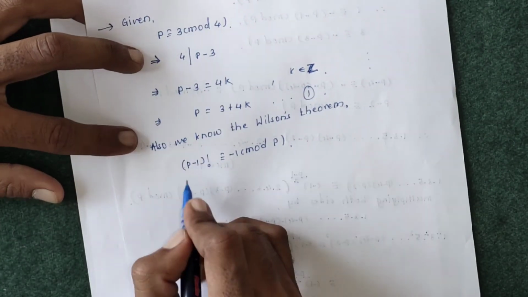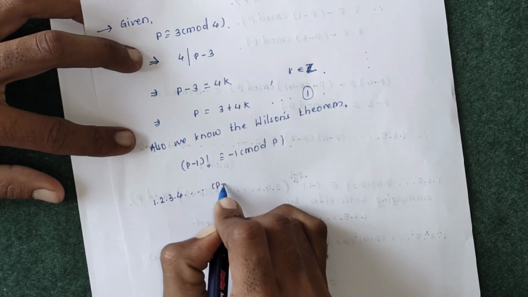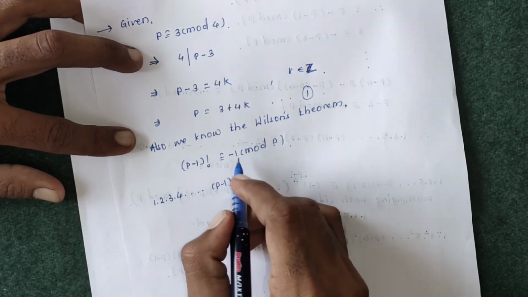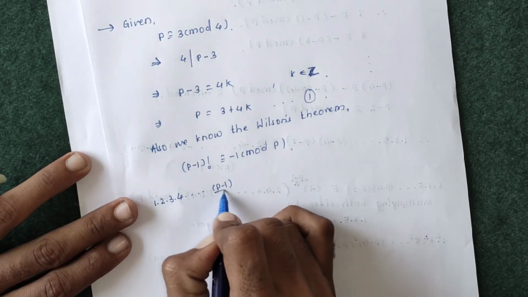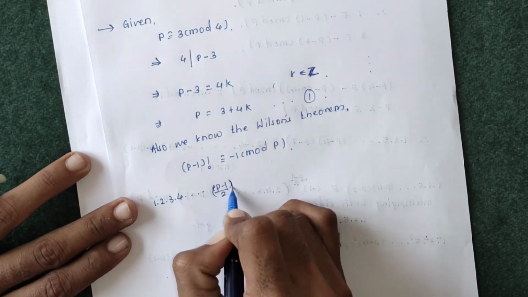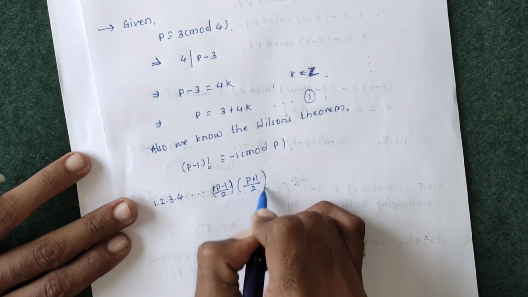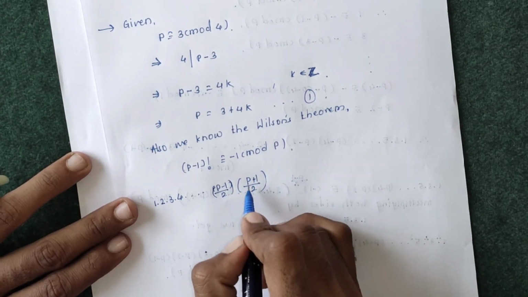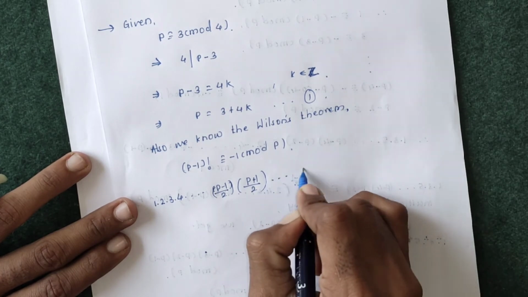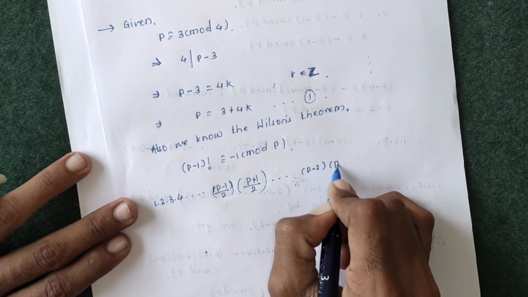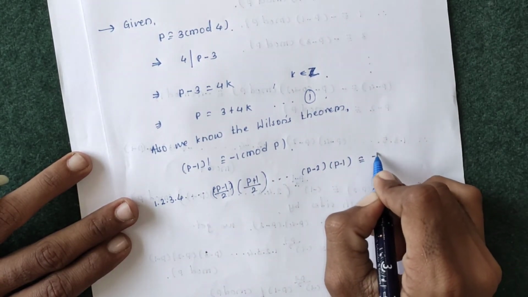That is, p minus 1 factorial can be written as 1 into 2 into 3 into 4 up to p minus 1, the multiplication of the first p minus 1 positive integers, or we can write this as (p minus 1)/2 factorial into (p minus 1)/2 plus 1, that is (p plus 1)/2, as we have seen in the previous example, up to p minus 2 into p minus 1. So, the multiplication of the first p minus 1 positive integers is congruent to minus 1 modulo p.